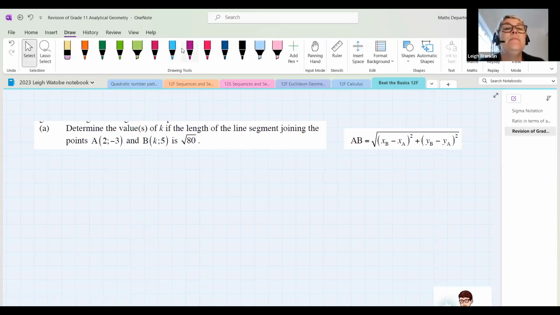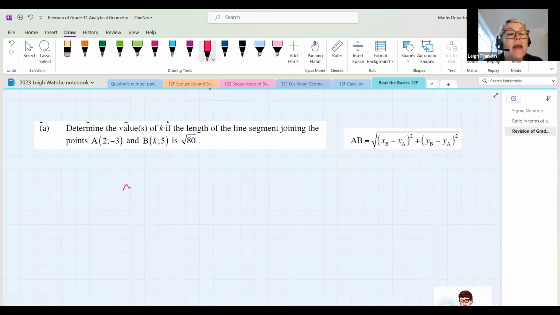Go for it, Teddy. Hello, ma'am. Hello. We will use the formula of the distance, and we will sub in our given points, and as they said, AB is square root 80, and then we'll obviously do some algebra to find k. Absolutely. Okay, 100% Teddy, you're quite right.